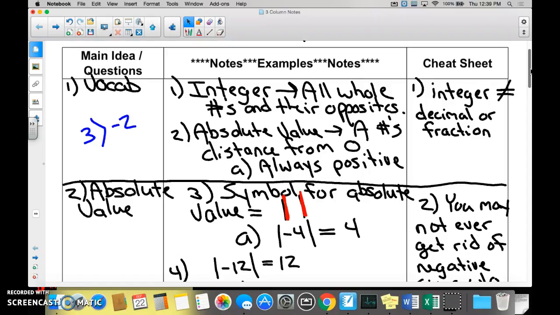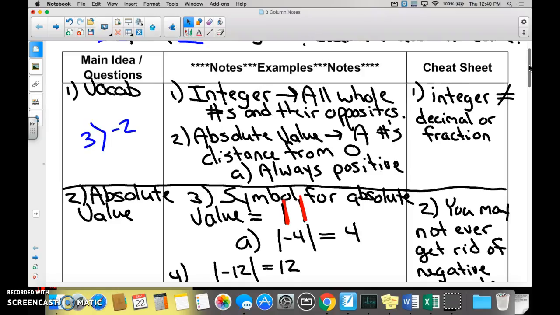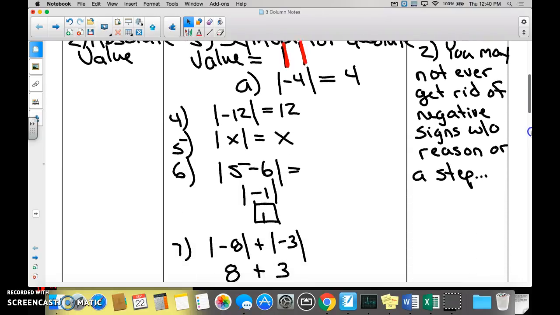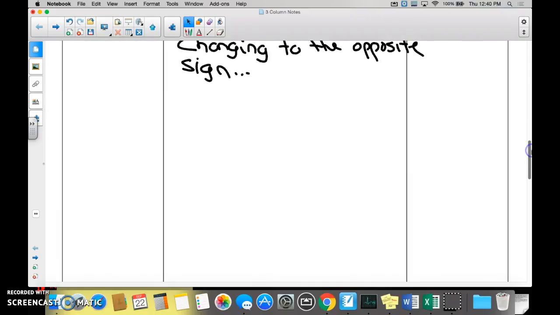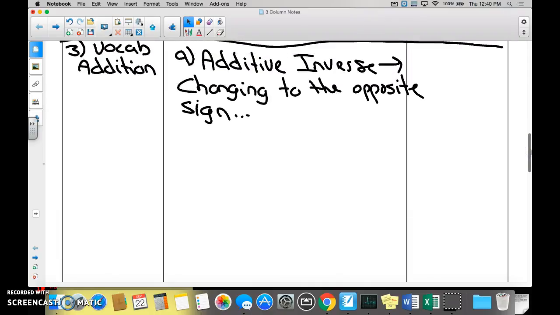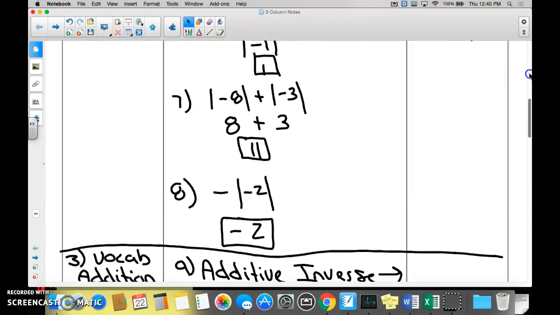So if I have the whole number 1,000,000, what is the opposite of 1,000,000, everybody? Negative 1,000,000. Excellent. And by the way, what is the additive inverse of 1,000,000? Negative 1,000,000. Additive inverse basically means opposite, right? So it's the opposite sign. The fancy way of saying opposite would be additive inverse. And that is way down here. When we forgot to add it, we added a whole other main idea called vocabulary addition. And we said, see, additive inverse is changing to the opposite sign. Super duper, right?